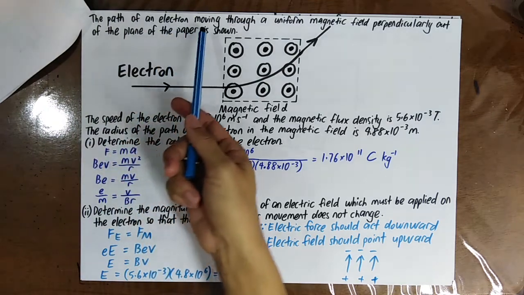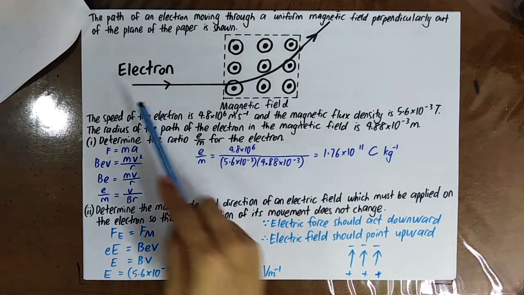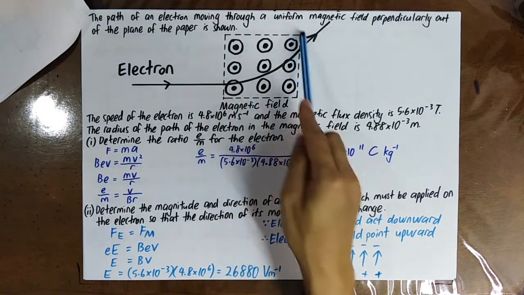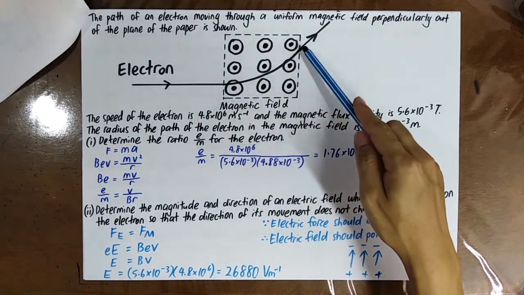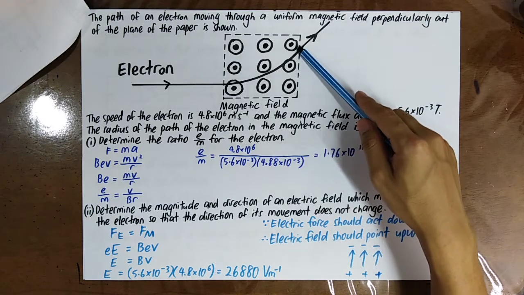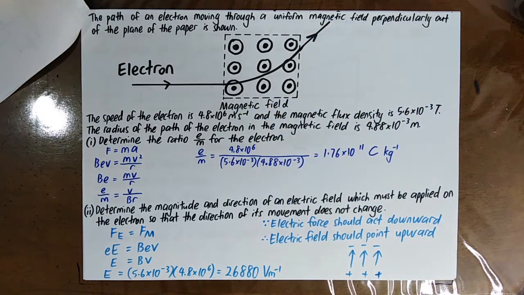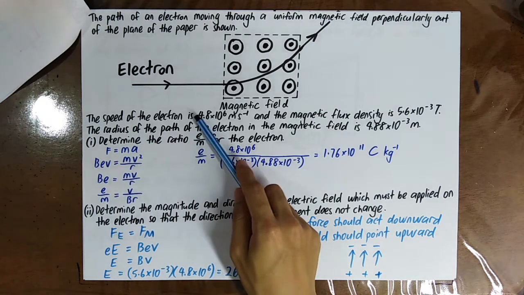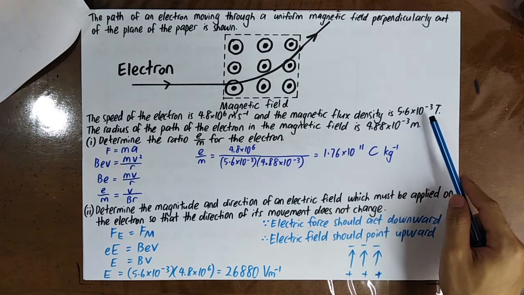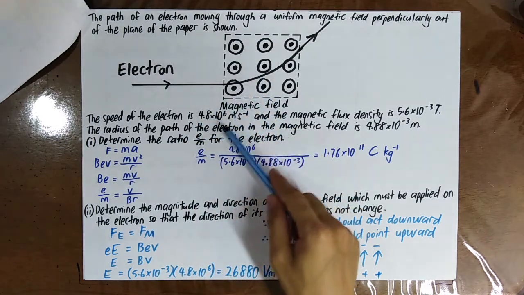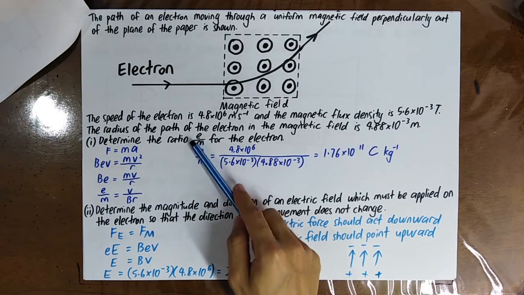The path of an electron moving through a uniform magnetic field perpendicularly out of the plane of the paper is shown. So this is the electron. When the electron comes into a region of uniform magnetic field, it will have a circular path. When it comes out of the magnetic field, it will move in a straight line because there is no more force acting on the electron outside the region of the magnetic field. The speed of the electron is 4.8 times 10 power 6 meter per second, and the magnetic flux density is 5.6 times 10 power negative 3 tesla. The radius of the path of the electron in the magnetic field is 4.88 times 10 power negative 3 meter. Determine the ratio e over m for the electron.